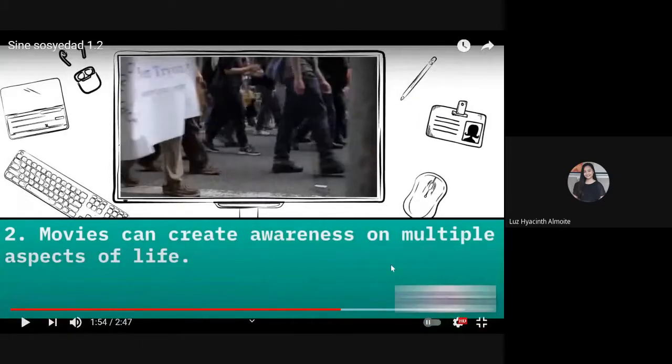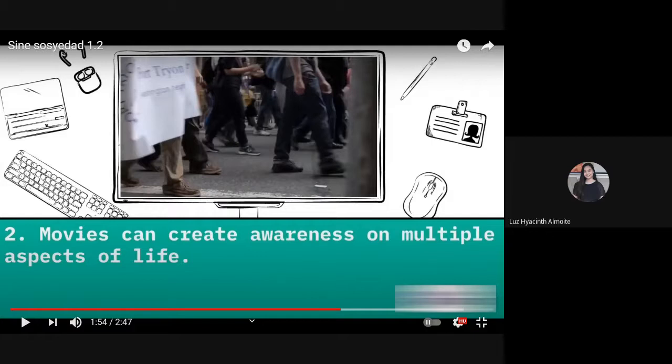Movies can create awareness on multiple aspects of life. It warns us of what is happening in the society or what will happen in the society. So people need to be reminded about the importance of formal education as well as co-curricular school activities such as art and sports. School-related films underline this importance and give education stakeholders ideas on how to improve the education system in different parts of the world.